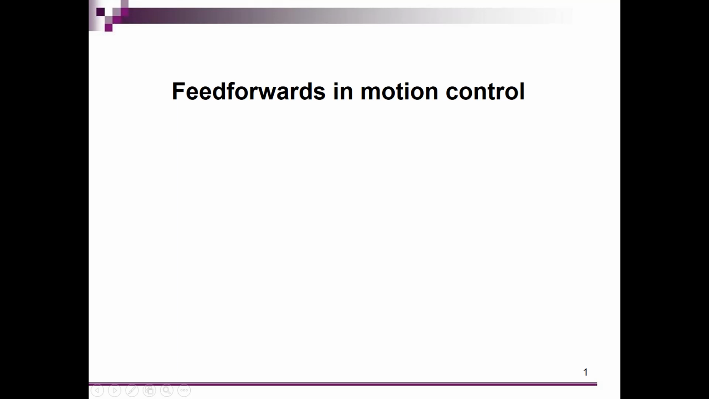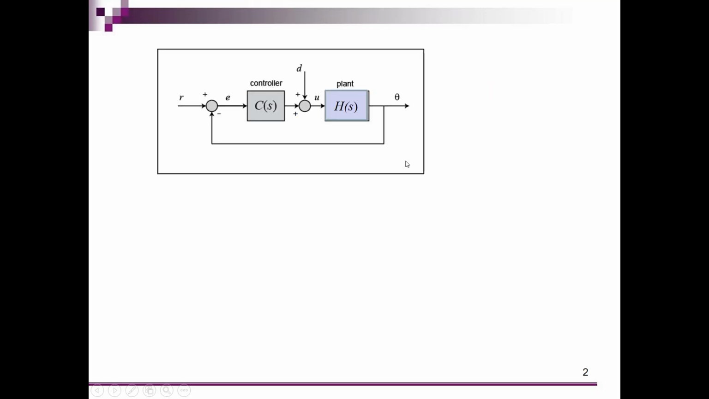Hi everybody. This video is about feedforwards in motion control, or how can feedforwards help in achieving a better system performance. Well, this is a classical example of a feedback loop.